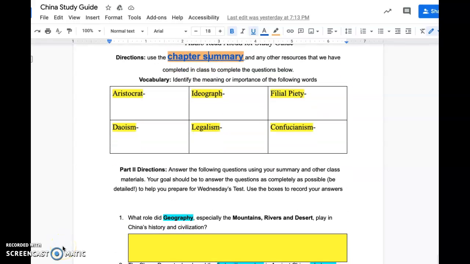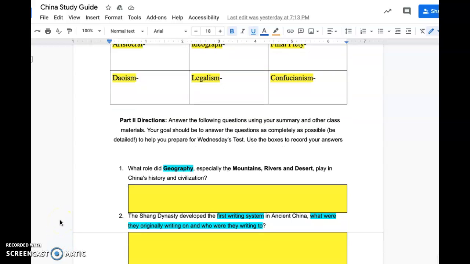Part 2, directions. Answer the following questions using your summary and other class materials. Your goal should be to answer the questions as completely as possible. Be detailed to help you prepare for Wednesday's test. Use the boxes in yellow to record your answers.